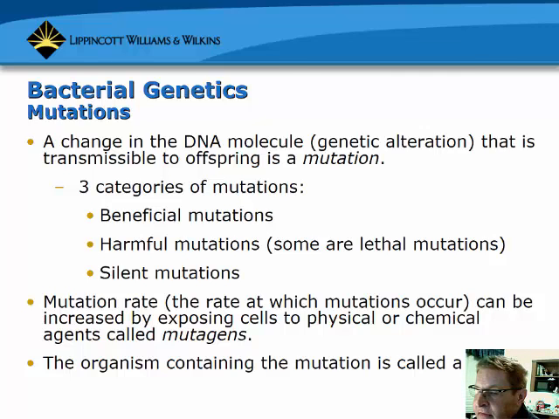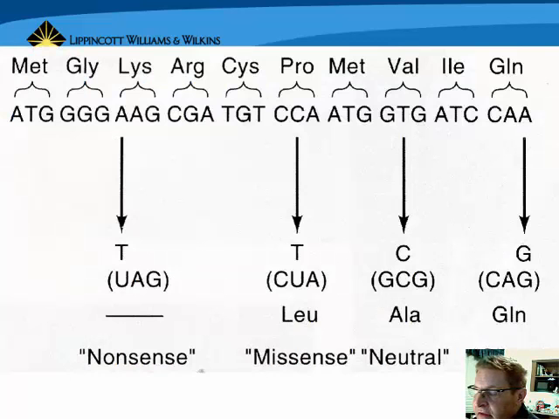If we expose the DNA to some physical or chemical agent that makes more mutations, those physical or chemical agents are called mutagens. Okay. Now here's some examples.